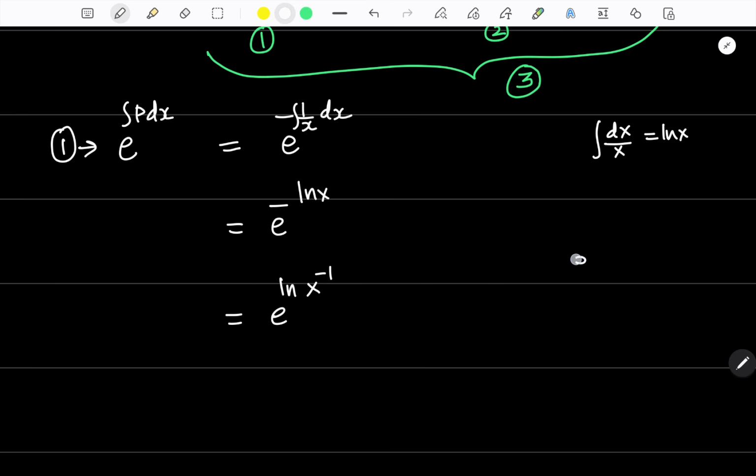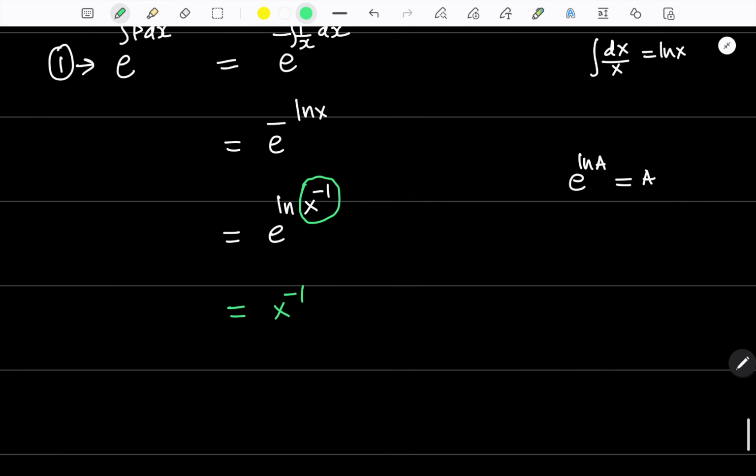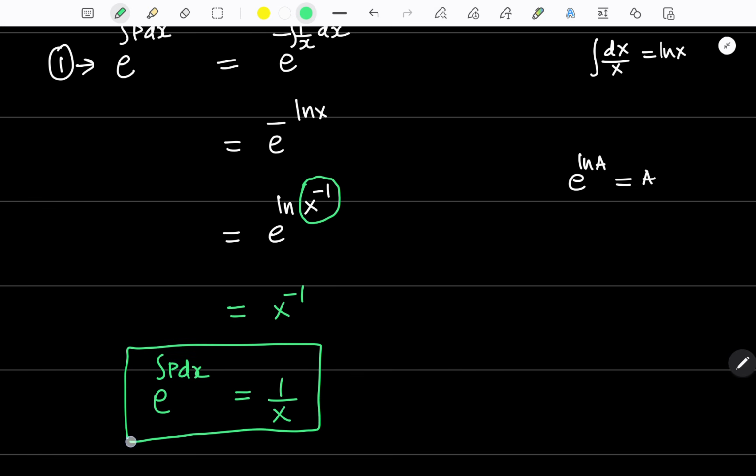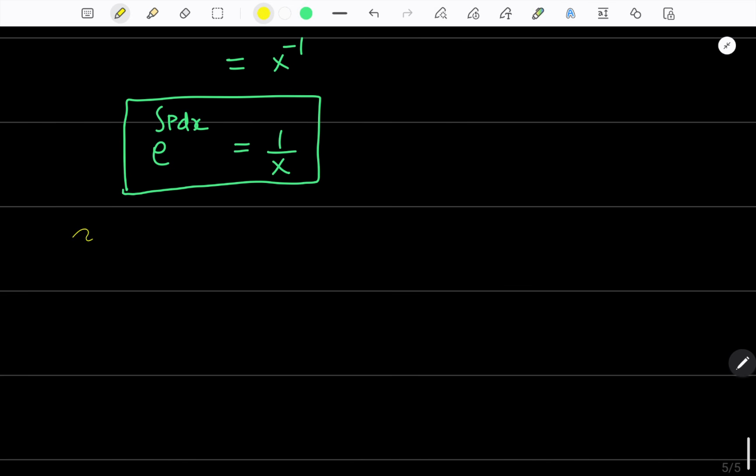Now we have the formula e power ln a is equal to a. So what is your a? Your a is this one. So automatically this will be equal to x power minus 1, right? So x power minus 1 is equal to 1 over x. So e power integral p dx is equal to 1 over x. This is step number 1. Let's go to step number 2.